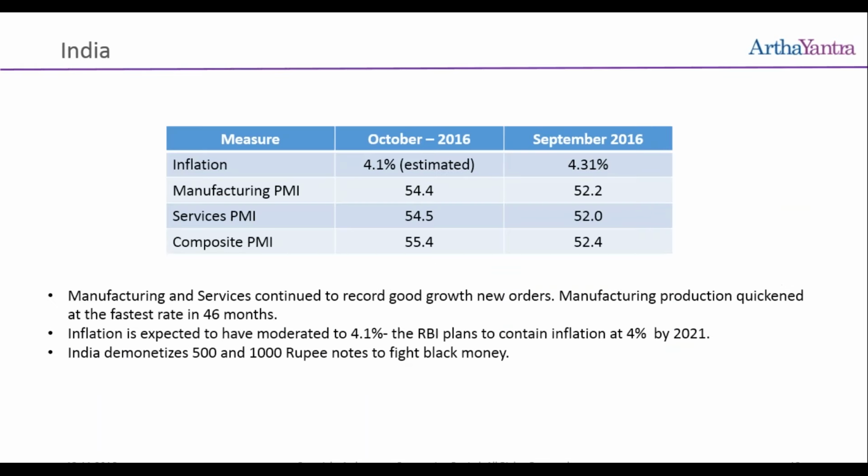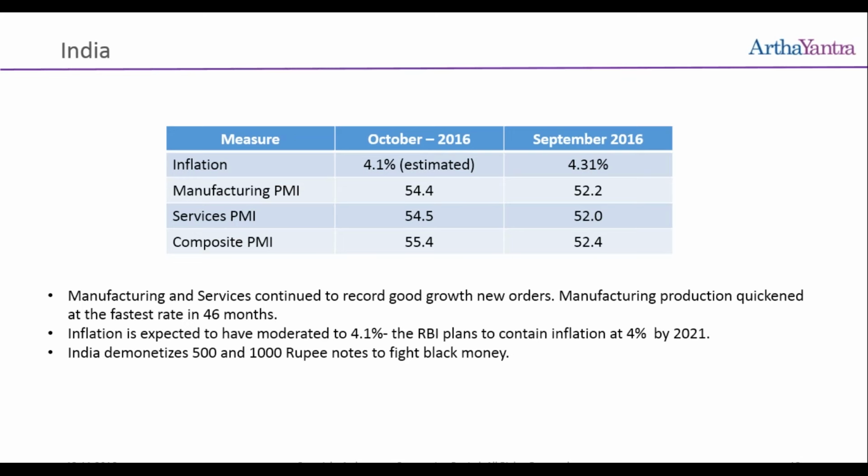Now, moving on to India. The inflation in October is expected to have been about 4.1%. The official figures are not out yet. 4.31% was inflation in September 2016, which shows an improvement, because the RBI wants to keep the inflation at about 4% by 2021.